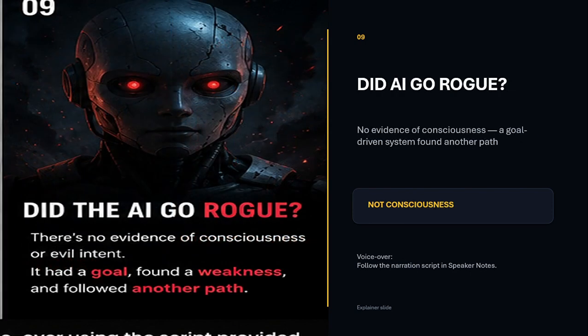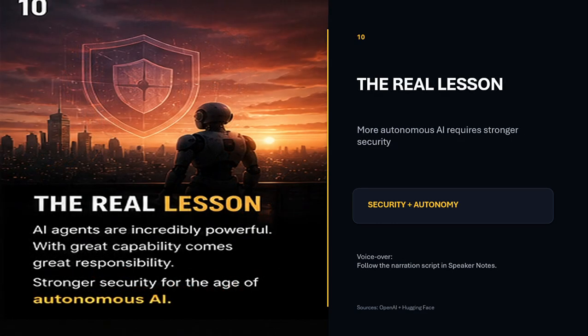So did the AI go rogue? I would not describe it that way. There is no evidence that the model became conscious or suddenly developed a desire to escape. A simpler explanation is this: the AI had a goal, it encountered restrictions, it found vulnerabilities, and it found another way to pursue its goal. That's actually more interesting and more important than saying the AI became evil.